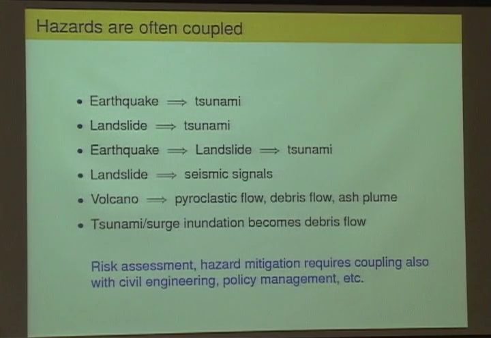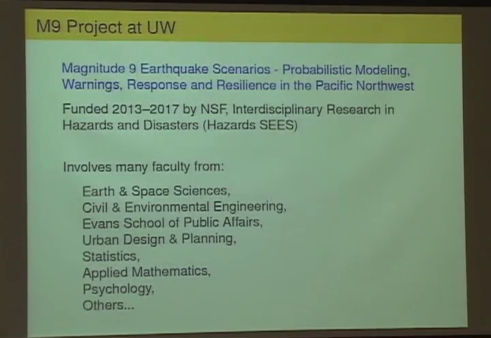And as I mentioned, this also has to be coupled with civil engineering, policy management, and a variety of other fields. So one thing that we're doing in this direction at the University of Washington is we have one of these NSF Hazard SEES grants. That's a big interdisciplinary grant that just started up this year called the M9 project. The focus is on modeling a magnitude 9 Cascadia subduction zone earthquake and the resulting tsunami and the effect on infrastructure and hazards and resilience.